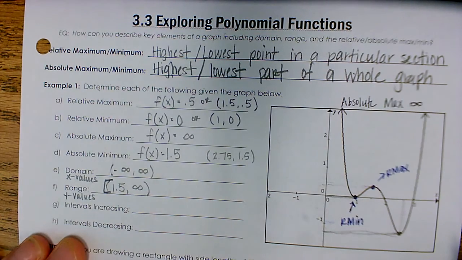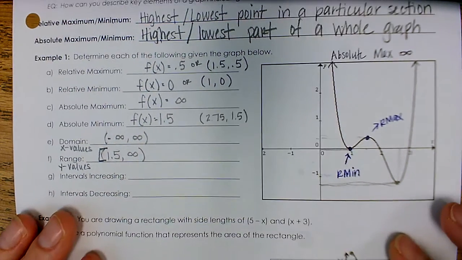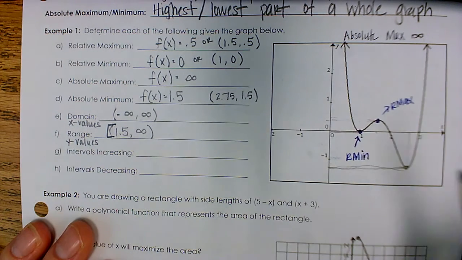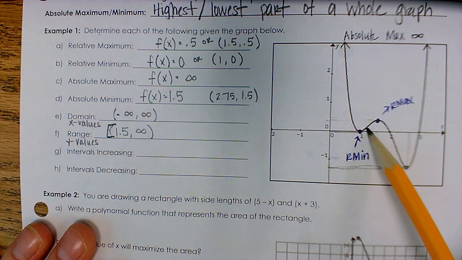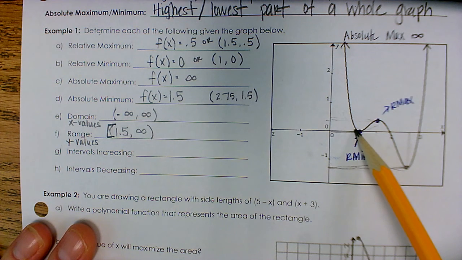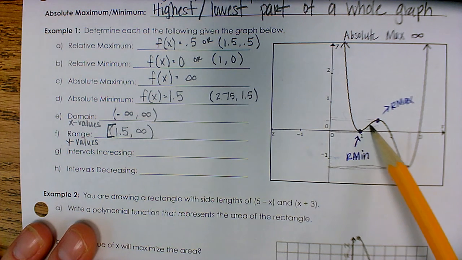Okay. So we talked about intervals of increase before, and decrease. Increase is when you put your pencil on your graph and you're going up. So we're going up from here to here, right? So from 1 to about 1.5.